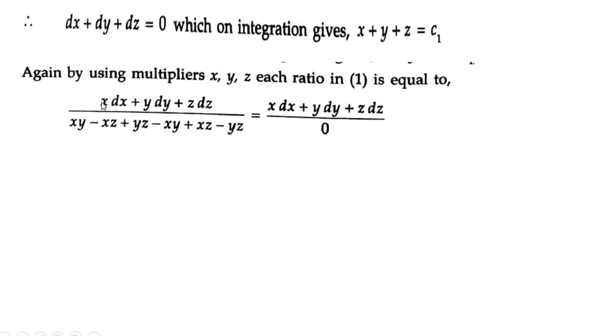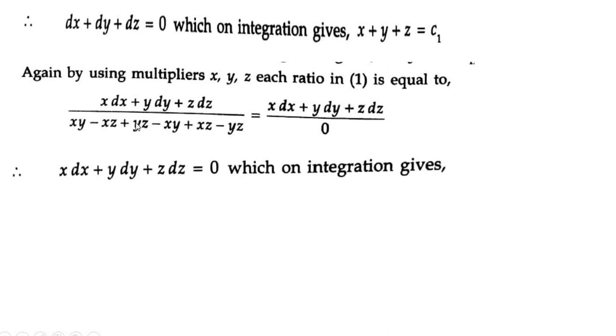Okay, so when you apply the multipliers, each ratio in equation 1 will be equal to x into dx plus y into dy plus z into dz divided by x into y minus z. So multiply x to each term inside the bracket: x into y is xy, x into z is xz. Similarly, multiply the second term, z minus x, with y: y into z is yz minus y into x is xy. Next, multiply x minus y with z: z into x is xz minus z into y is zy. Okay, cancel all the terms here. The denominator will be equal to 0.